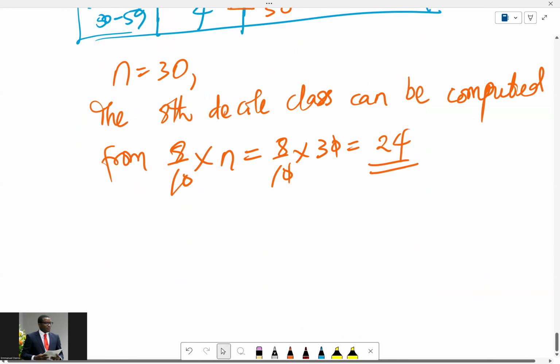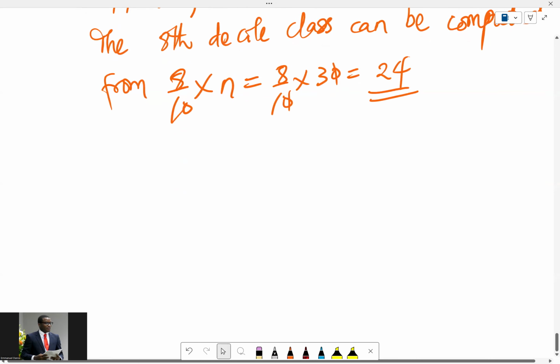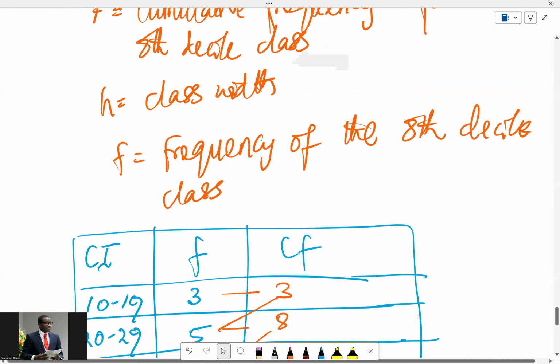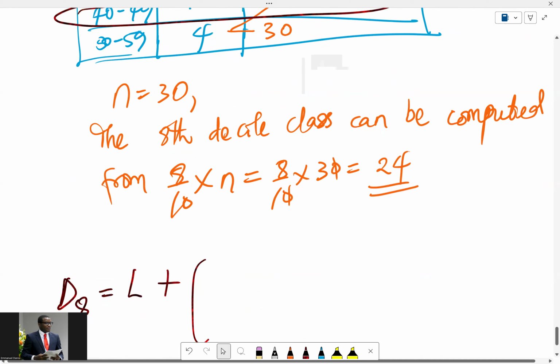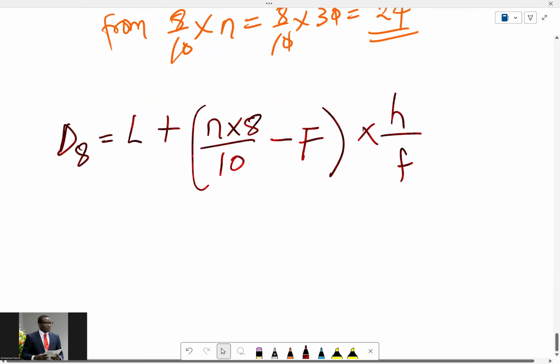So that means, if I write the formula again, since we need D8, that is L, the lower boundary of the 8th decile class, plus N times 8 all over 10, minus big F, the cumulative frequency before that point, then times the class width, divided by the frequency of that class itself.